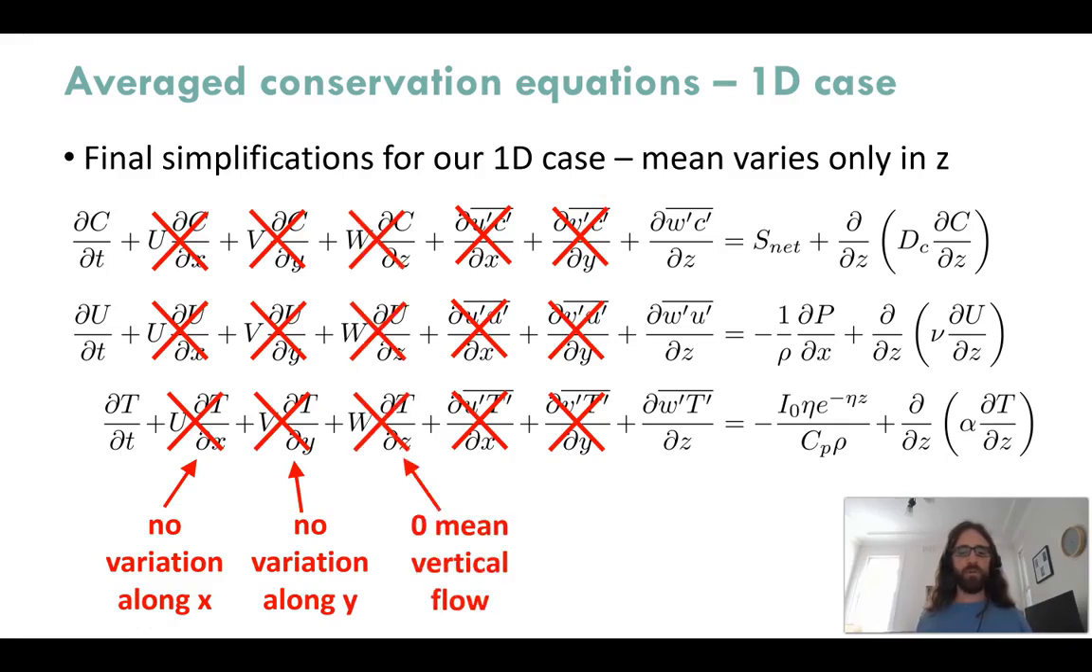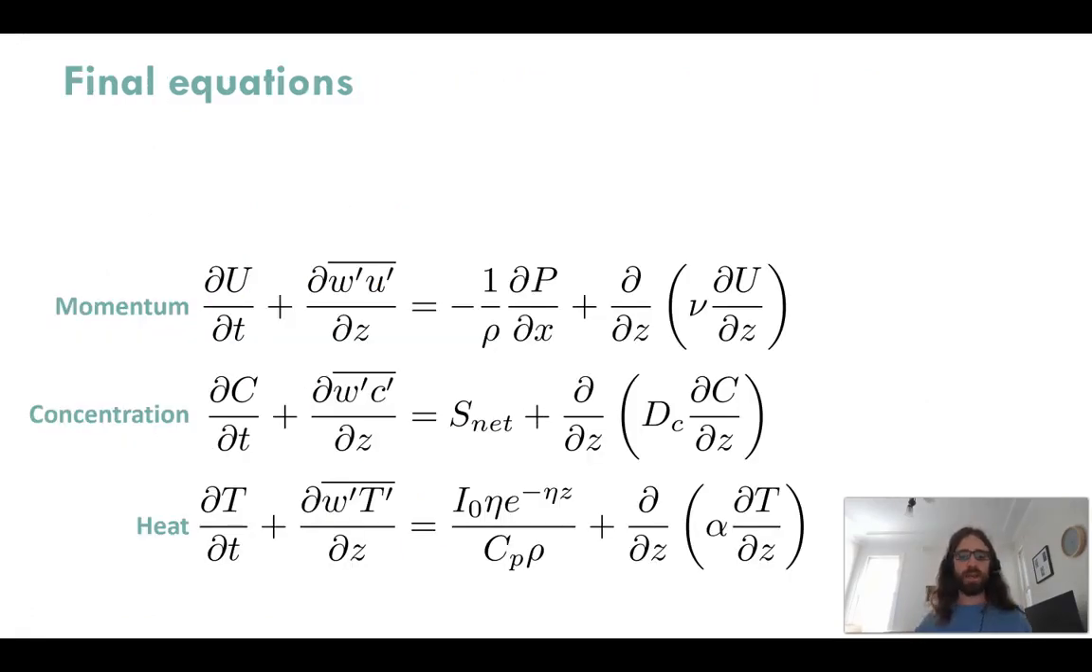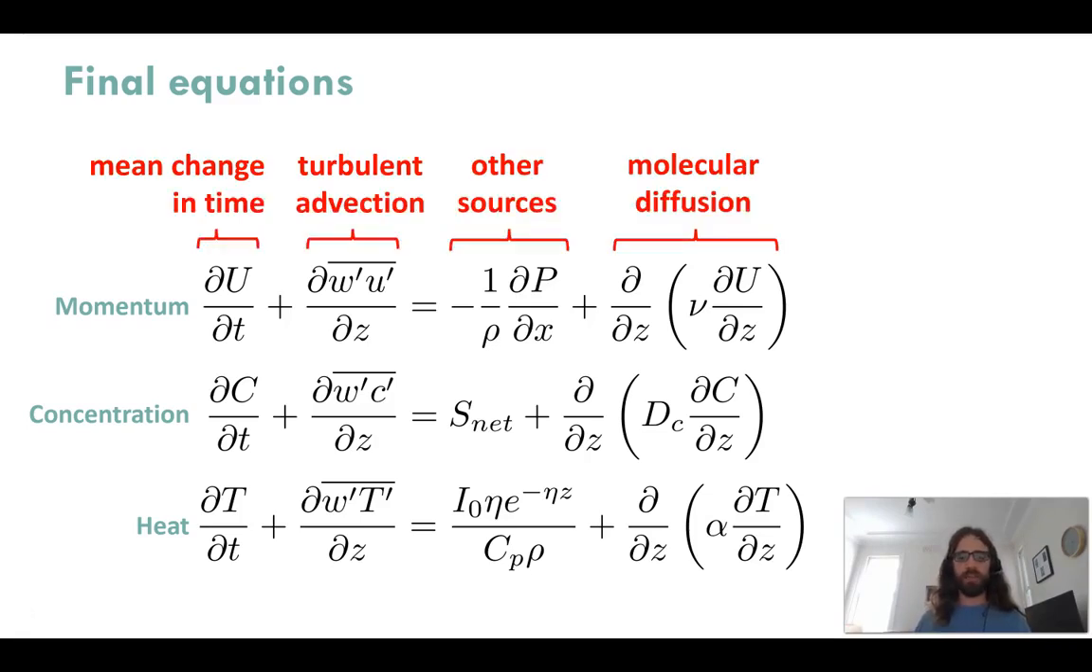And finally, what we can say is that we don't have any mean vertical flow in this particular instance. What we get as a result of this final simplification is the form of the equation shown here for momentum, concentration, and heat. What you have is a mean change in time component, a turbulent advection component, and then everything on the right-hand side is exactly the same as where we started at the beginning of this exercise.